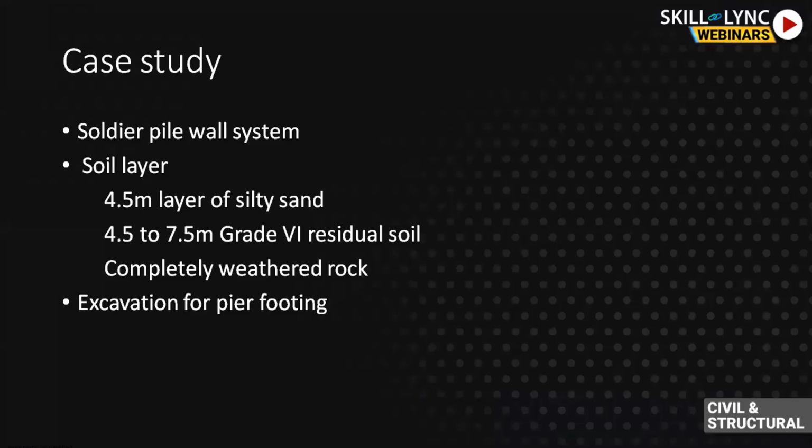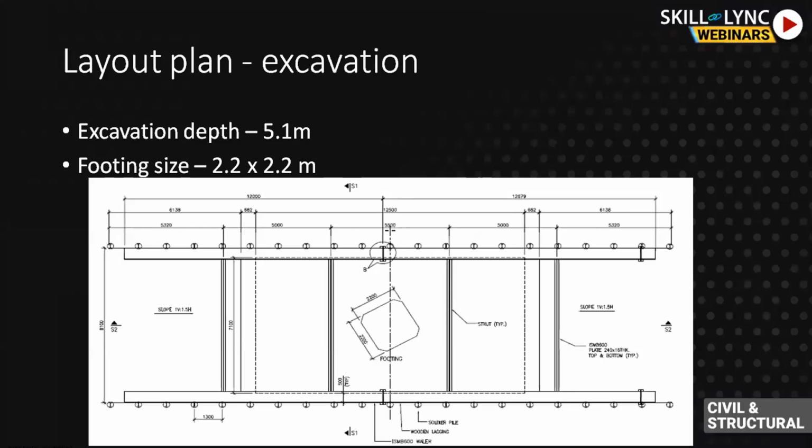So it's not economical to go for a secant pile, contiguous pile wall or diaphragm wall. So a soldier pile wall is chosen. It is economical and there is no water table. So soldier pile is used for that shoring arrangement.